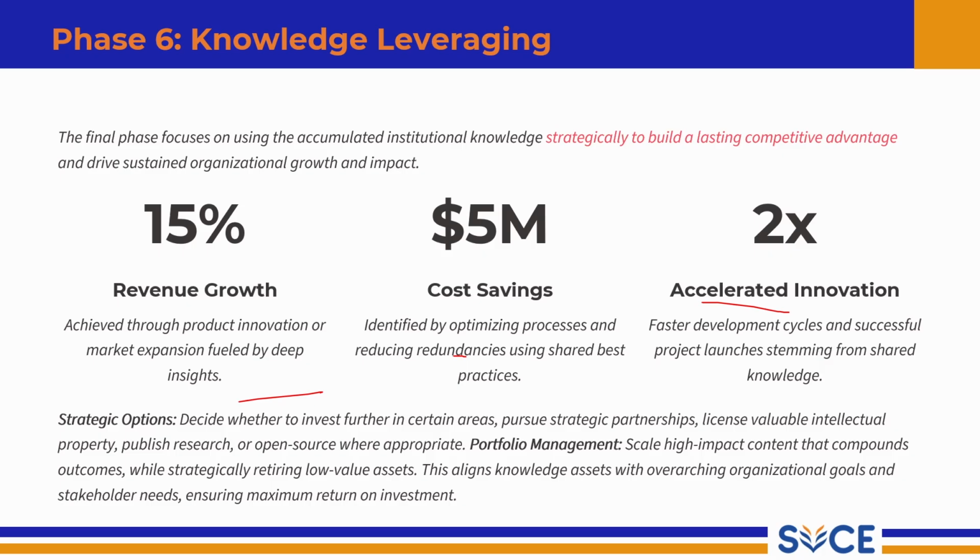So here the strategic options and portfolio management decide whether to invest further in certain areas, pursue strategic partnerships, license valuable intellectual property, or publish research or open source when appropriate. Here the portfolio management scales the high-impact content that compounds the outcomes while strategically retiring the low-value assets. This aligns knowledge assets with overarching organizational goals and stakeholder needs, ensuring the maximum return on investment.